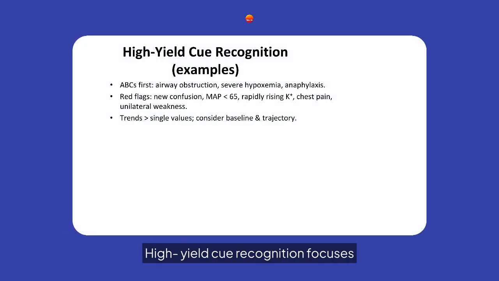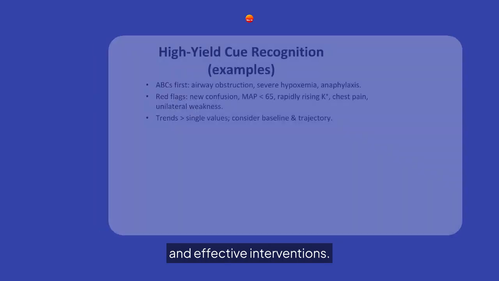High-yield cue recognition focuses on critical signs like airway obstruction and severe hypoxemia. Red flags include new confusion and chest pain. Prioritize trends over single values, considering baseline and trajectory to ensure timely and effective interventions.